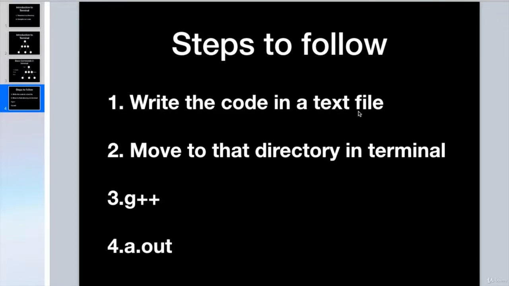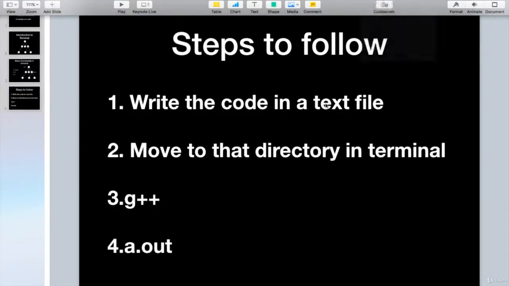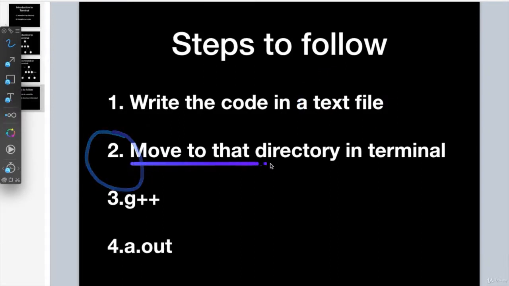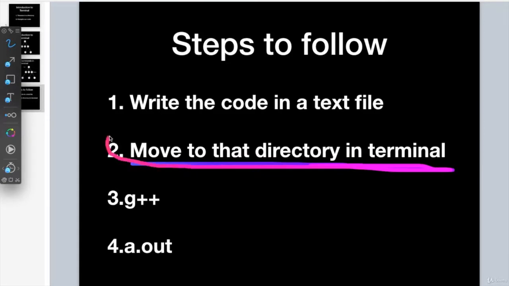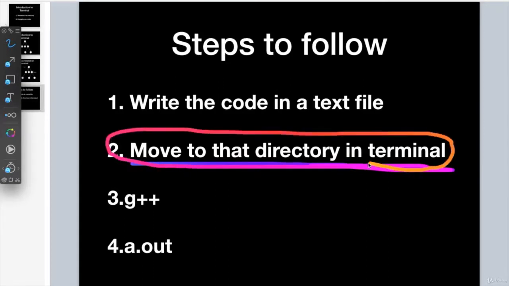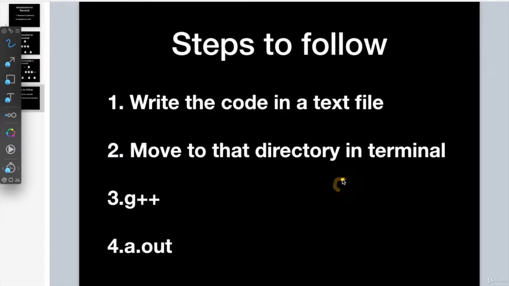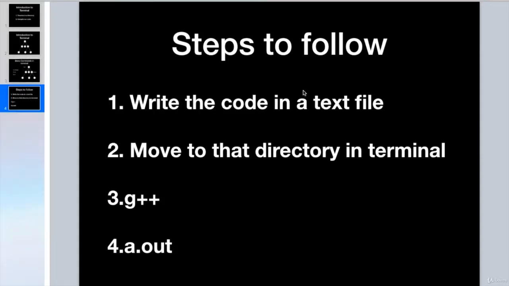So first step is to write a code in a text file. So first we have to write the code in any text file, and then the second step is we have to move towards that directory inside the terminal. So we have seen how to move inside a directory using terminal using different commands like cd space name, cd space dot dot and all. Then we are going to use these two more commands to compile our file. So now let us see.